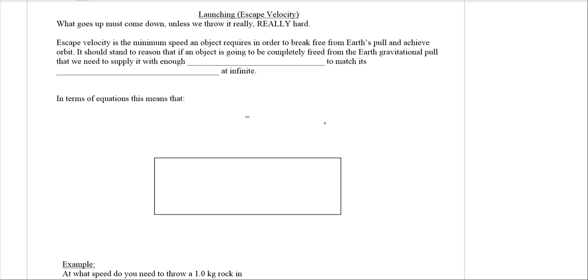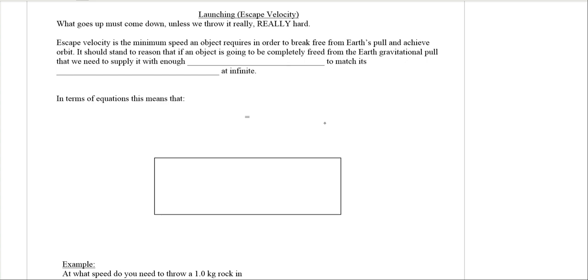Now, this isn't actually particularly easy because Earth's gravitational pull extends infinitely outward. So to throw something to get it infinitely far away from Earth, you probably need to throw it really fast. But we can actually find out exactly how fast you need to throw it to make that happen.